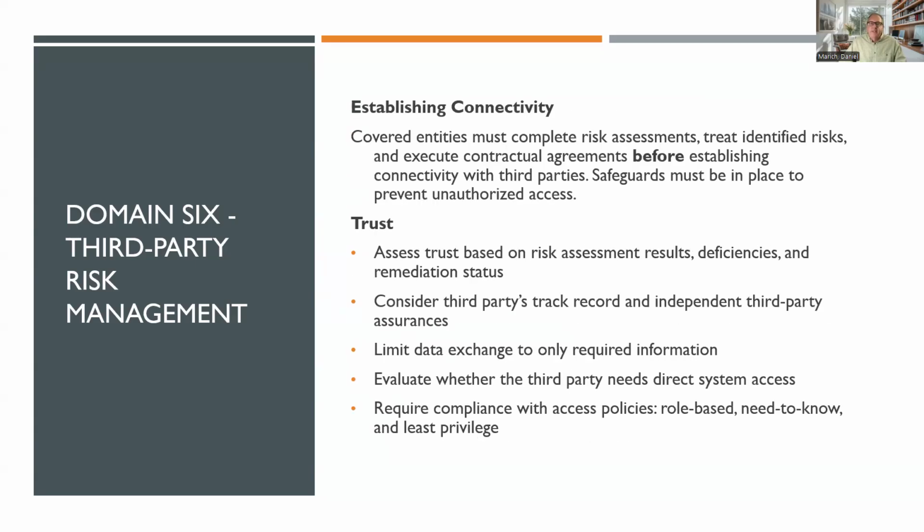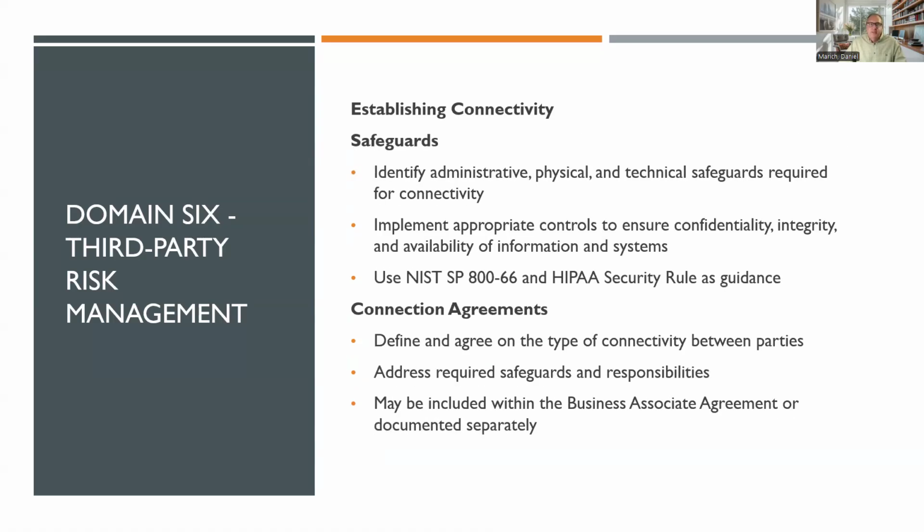Know that. Establish connectivity. So then the book goes into talking about what you should consider as an organization before you connect. You want to establish trust, and this can be done through a risk assessment. Before you even connect, you're doing a risk assessment. You're considering the third party's track record, and other independent third-party assurances. Are they part of organizations that already follow HIPAA guidelines? Limit data exchange to only required information. So know the trust component.